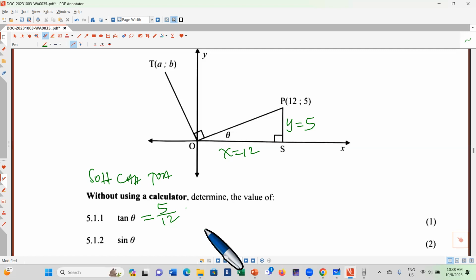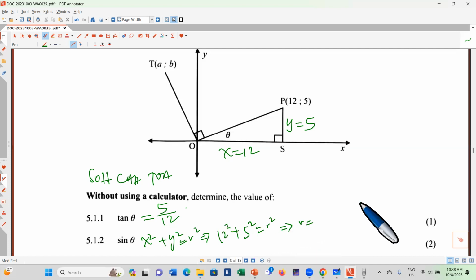Obviously, you can see that the sine of theta will require the opposite over the hypotenuse. The opposite is already there. We just need the hypotenuse. To get the hypotenuse, we have x squared plus y squared, which is r squared. So our x is 12 squared, our y is 5 squared, which equals r squared. So r is the square root of 144 plus 25, which is 169, and therefore this is 13. So r is 13.